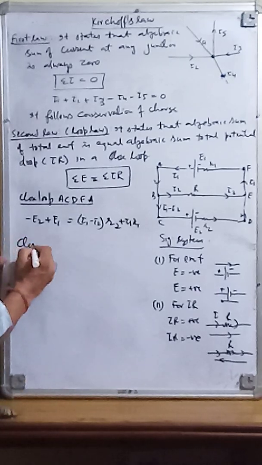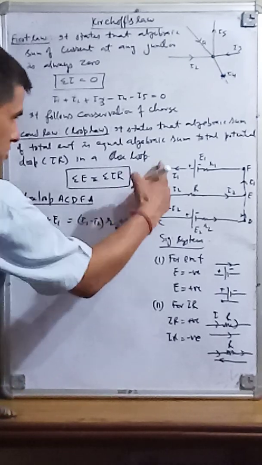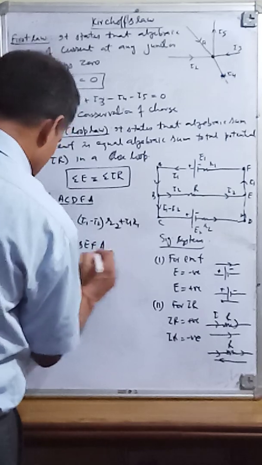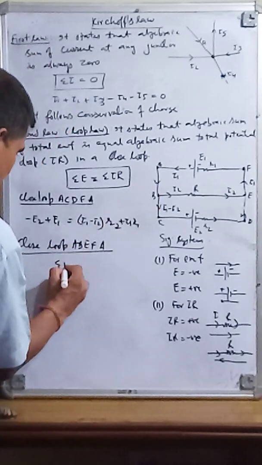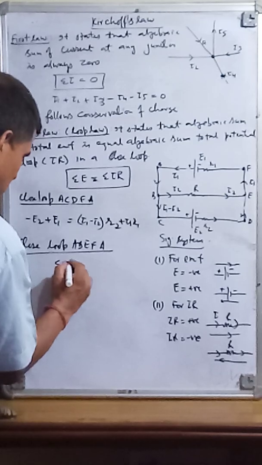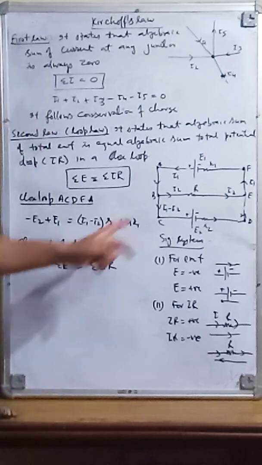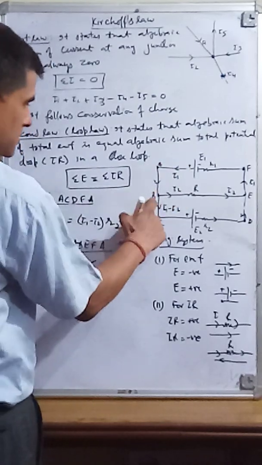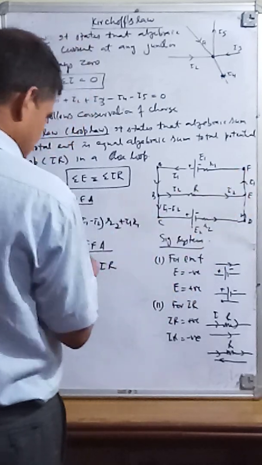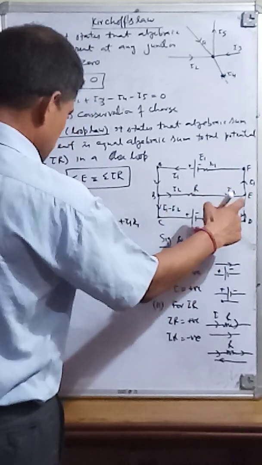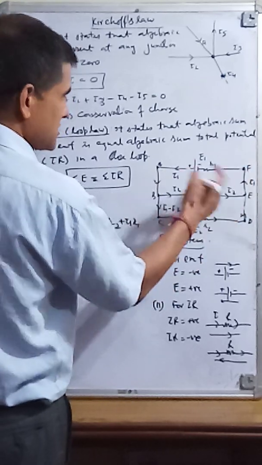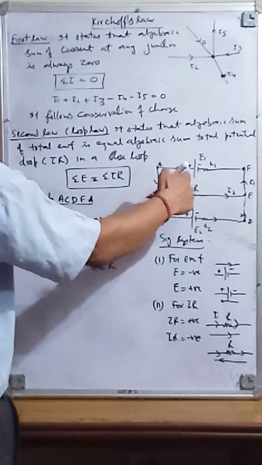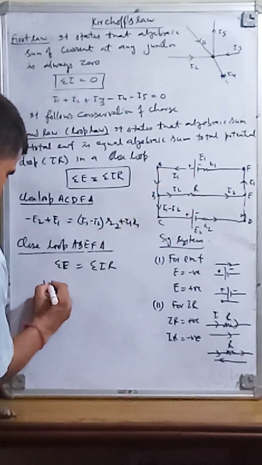Suppose I take the closed loop A B E F A. So first you go for sigma E is equal to sigma IR, right? Now here you see the cell. Go exactly as it is written here: A to B no cell, B to E no cell, E to F no cell, F to A there is a cell, and you are crossing the cell from minus to plus, so whichever terminal you are leaving, that is positive, so you will take plus E1.